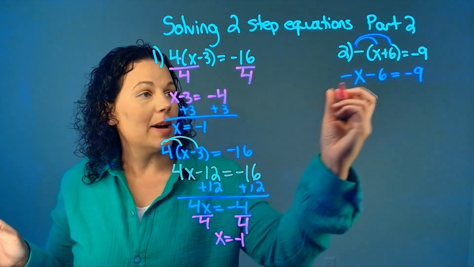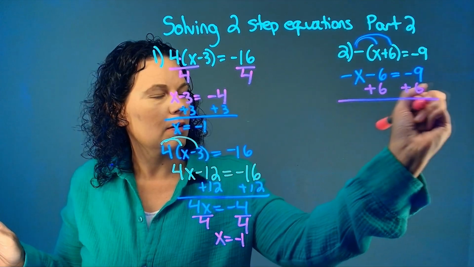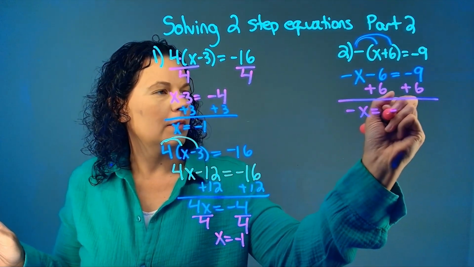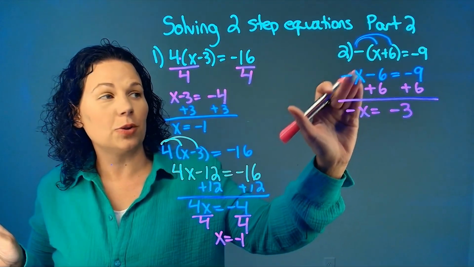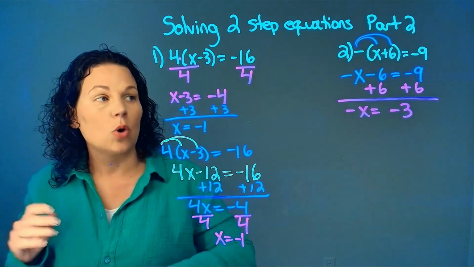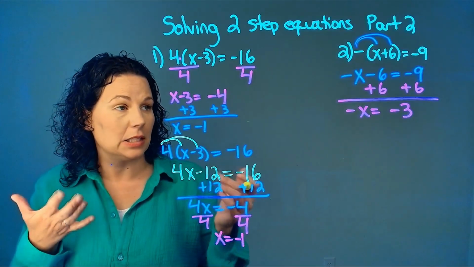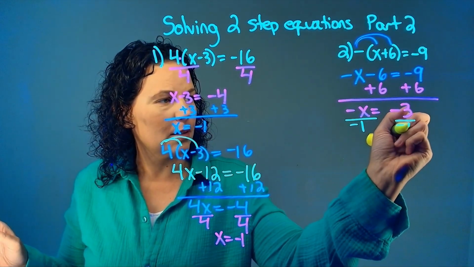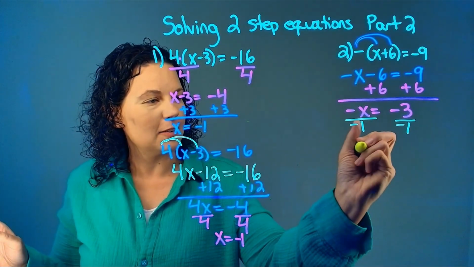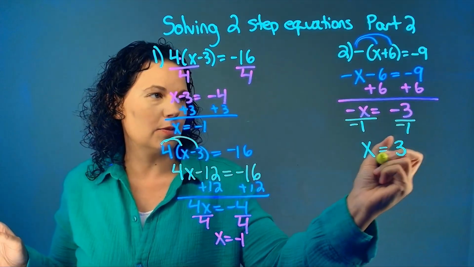We undo adding and subtracting first. So I did minus 6. To undo that, I have to add 6 to both sides. Whatever you do to one side, you have to do to the other. Remember, we got to keep that balance equal. Then we can divide by negative 1. Negative divided by negative gives me just a positive x there. And then a positive 3 there.